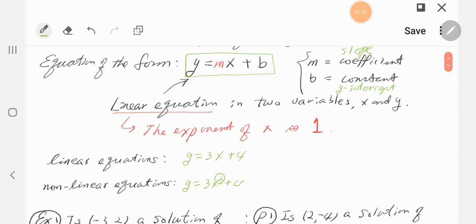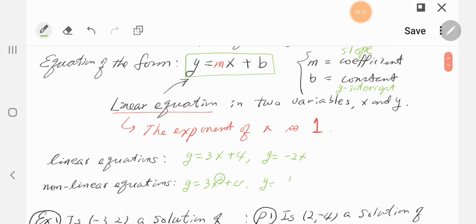So we must have variables x and y whose exponents are 1. Then that is a linear equation. How about this? Is y equal to, let's say, negative 2x a linear equation? Yes, because we have variables x and y, their exponent is 1, negative 2 is the coefficient of x, and the b value is 0 in this case.